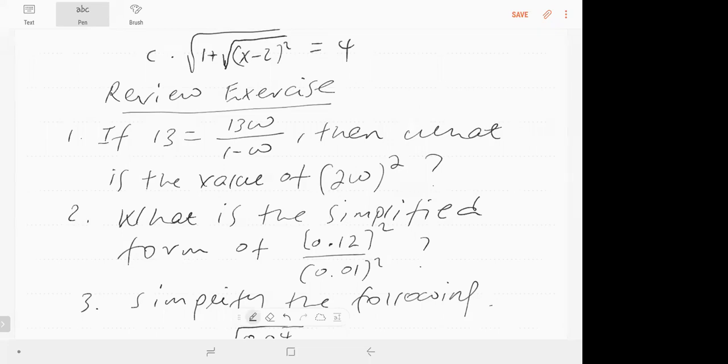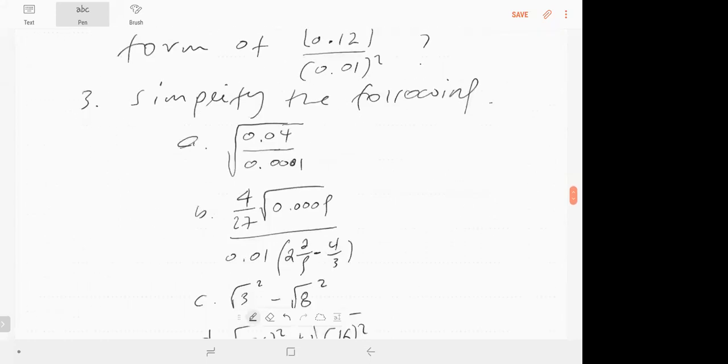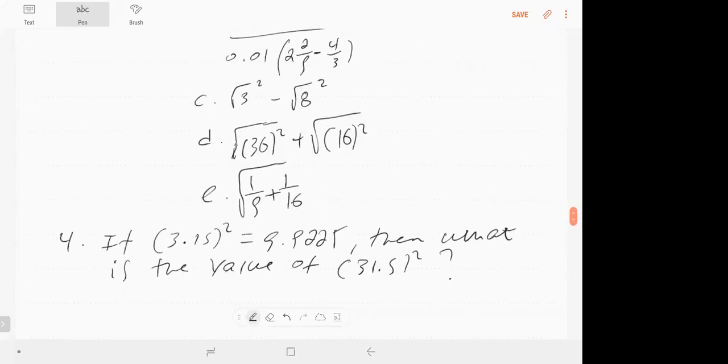The last question, number 4: if the square of 3.15 is equal to 9.9225, then what is the value of the square of 31.5?